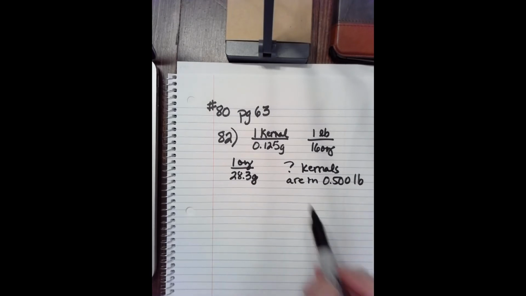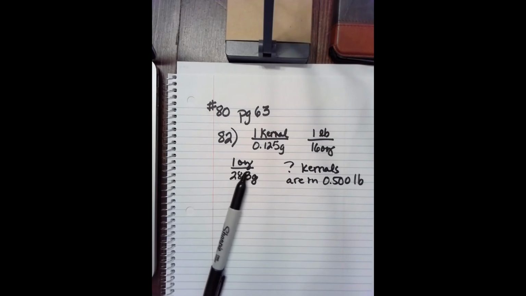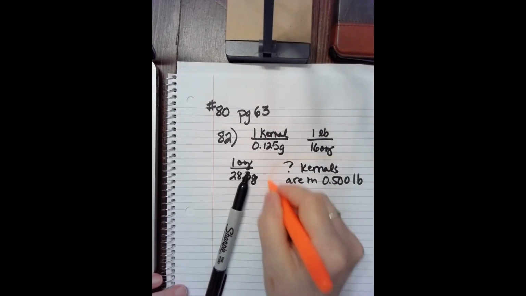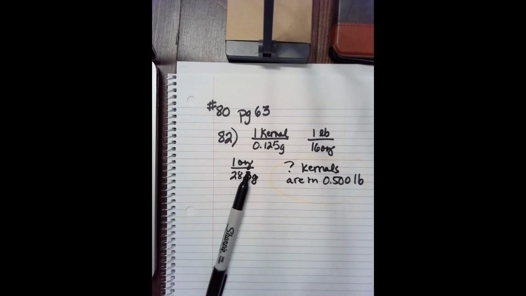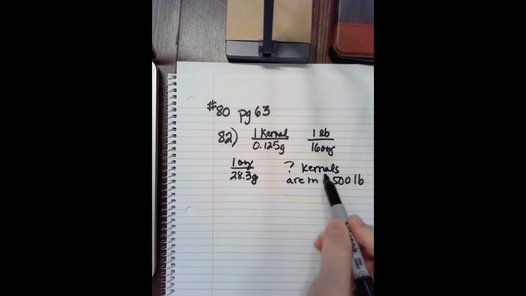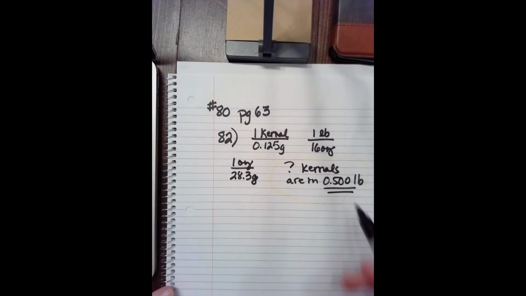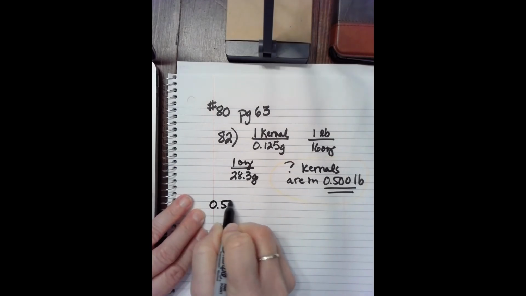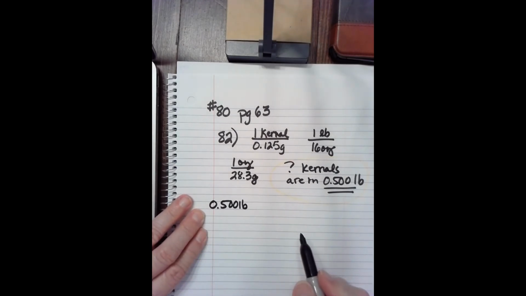Now, when I have noted this, now I know what word I need to end with. Kernels, number of kernels, has to be my last word. And then I also know what I have to start with, because that's the information. That's not conversion information. That's what I actually have. So our math will start with 0.500 pounds.